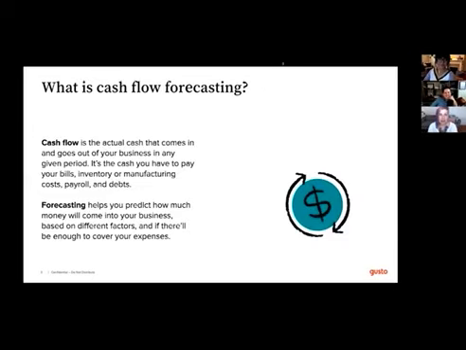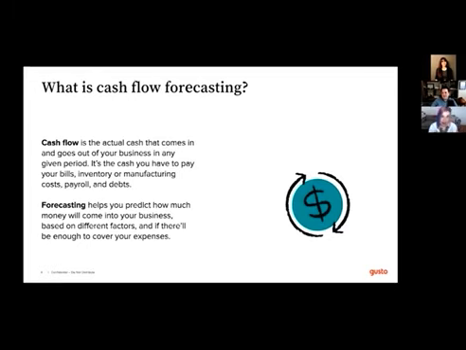So before we jump into the actual template, it's helpful to understand a few terms to get some background on what cash flow forecasting is. So what is cash flow forecasting? Before we even talk about what this process is like, it's helpful for us to define a couple of terms. So cash flow, important term for us to define. Cash flow is the actual cash that comes in and goes out of your business in any given period.